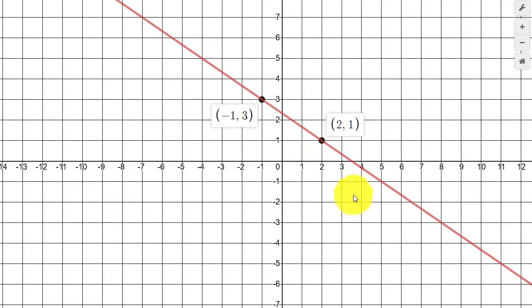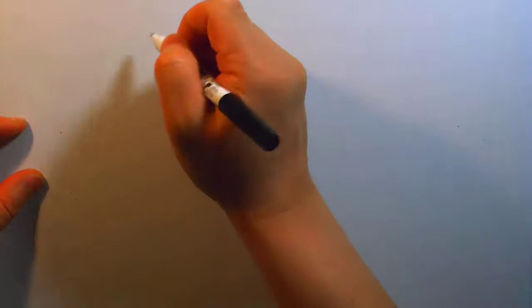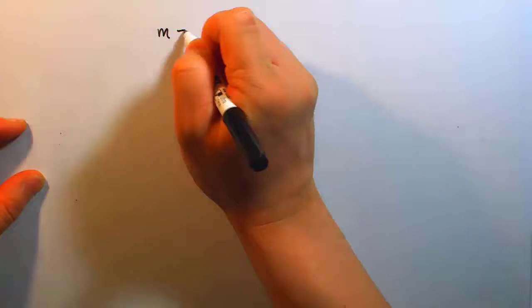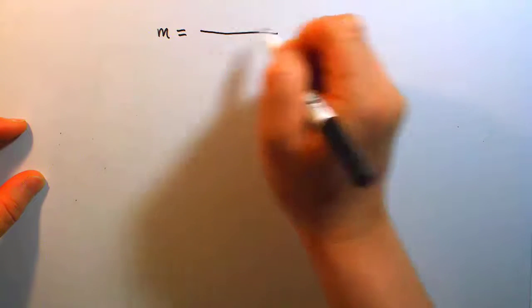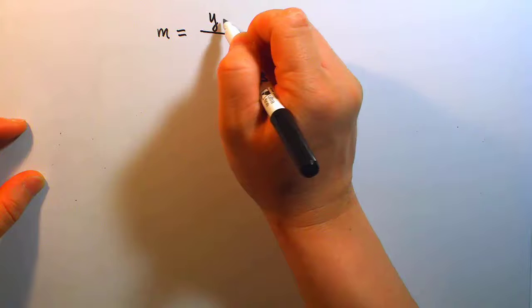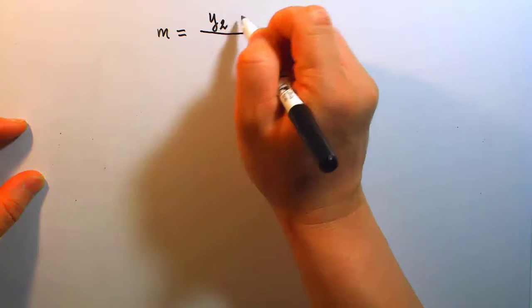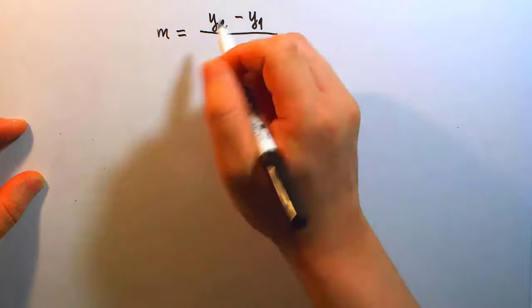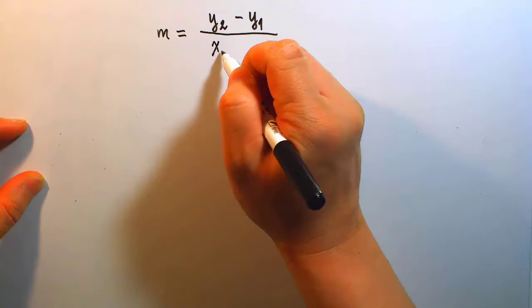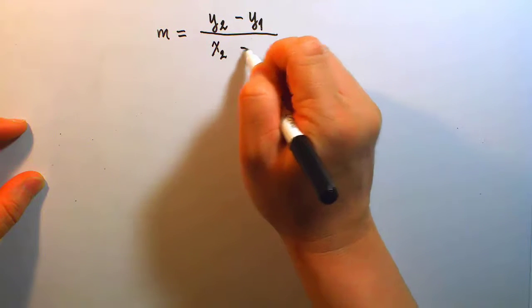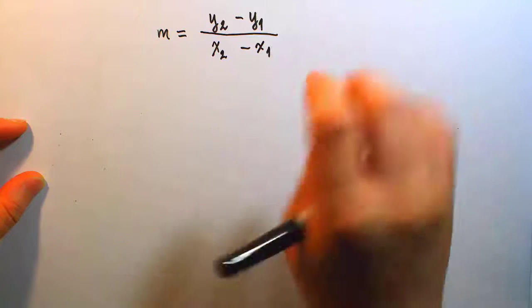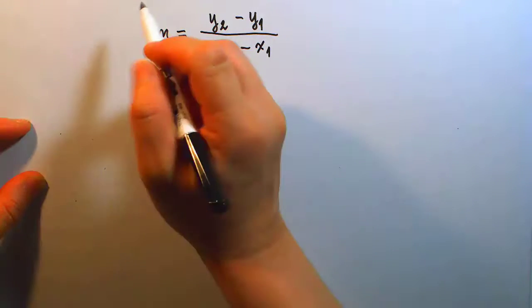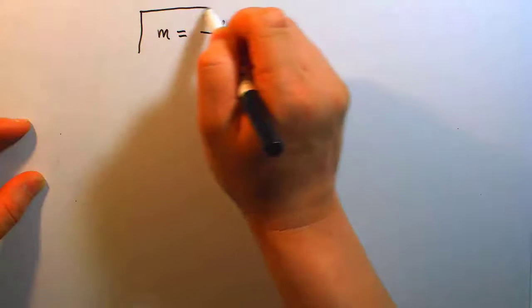And so the slope formula, in algebra, is to take the difference in y values, namely y2 minus y1, and divide by the difference in the x coordinates, so x2 minus x1. And that is our formula to find the slope of any line.